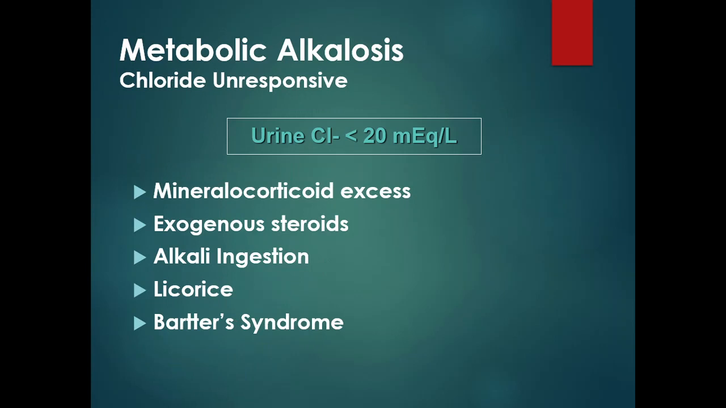Now, the chloride unresponsive type, where the urine chloride is low, is commonly seen with patients who are on mineralocorticoid medications, which are exogenous steroids, patients on prednisolone, methylprednisolone or hydrocortisone, and patients who have mineralocorticoid excess from the adrenal gland, alkali ingestion, and something that can be missed, which is licorice. Some people like to do that, and Bartter syndrome.